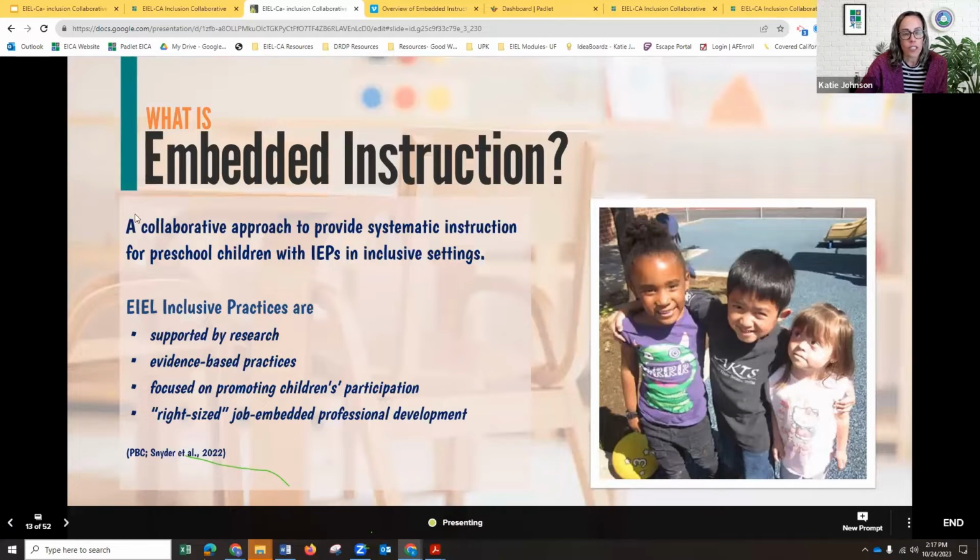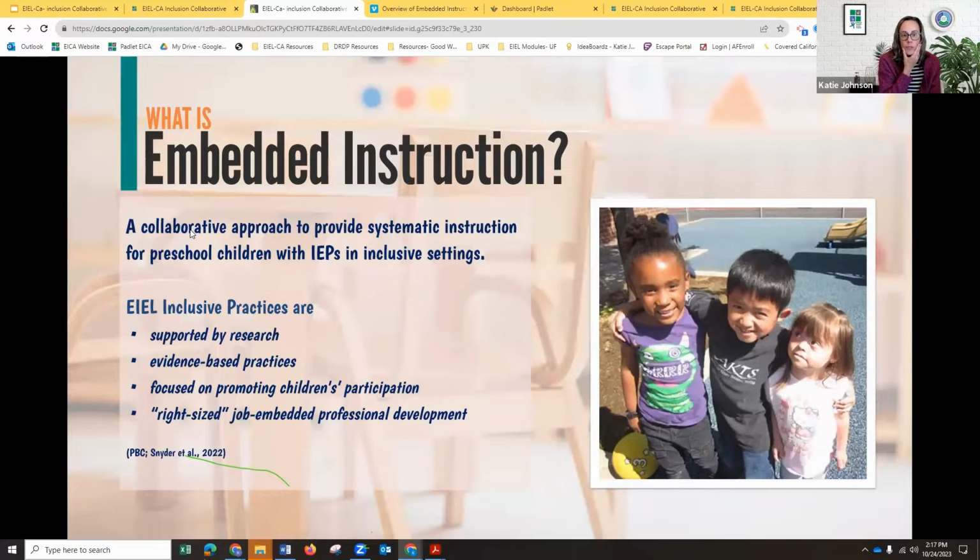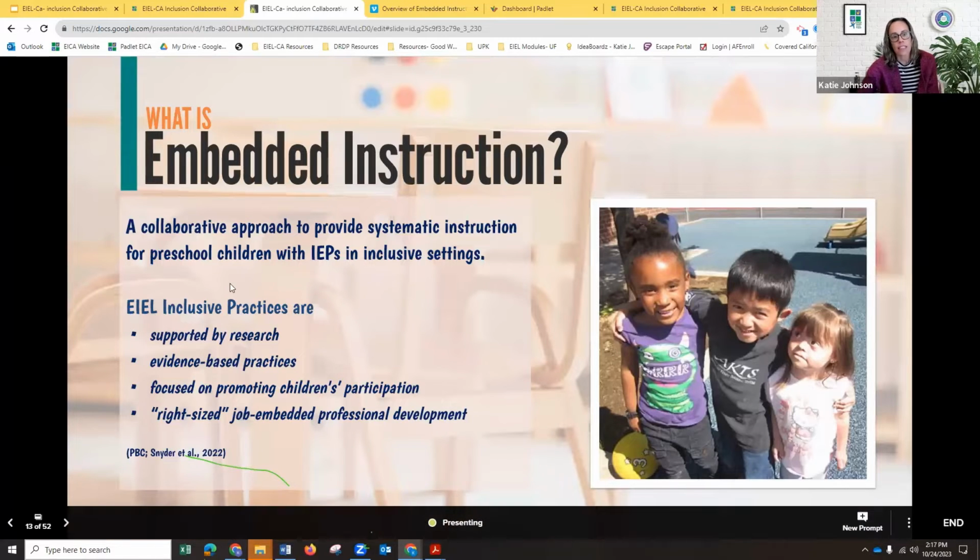Okay, embedded instruction, right? It's a collaborative approach that provides systematic instruction for preschool children with IEPs. These are just some quick facts that it is supported by research, and it's an evidence-based practice focused on promoting children's participation. And we really look at a lot of right-sized professional development for teachers here at EIELCA California, and I'll tell you guys more about that.